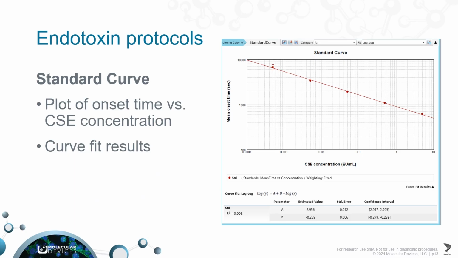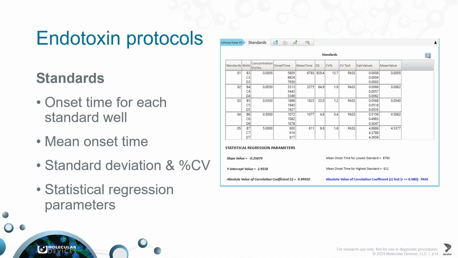The R-squared value is also displayed here, and it lets you know how good, objectively, your standard curve linearity really is. This section will list the onset time for each well, along with the mean and the standard deviation and the percent CV. For each set of standard replicates, pass indicates a percent CV that's less than 20. Below the table, you'll see a summary of statistical regression parameters, and there's a calculation to determine whether the absolute value of the correlation coefficient test passes or fails.